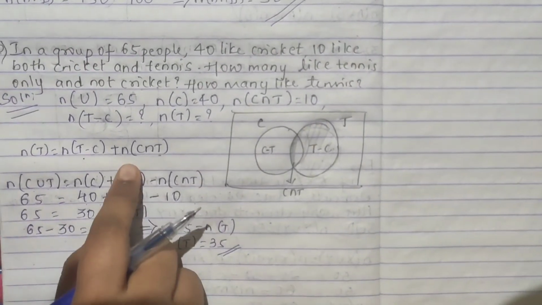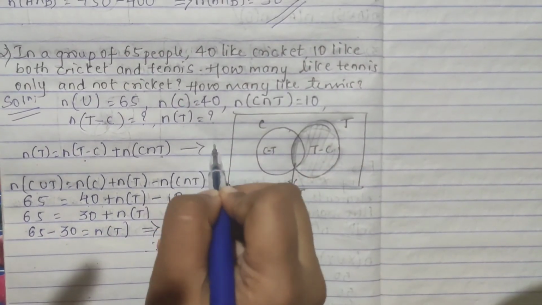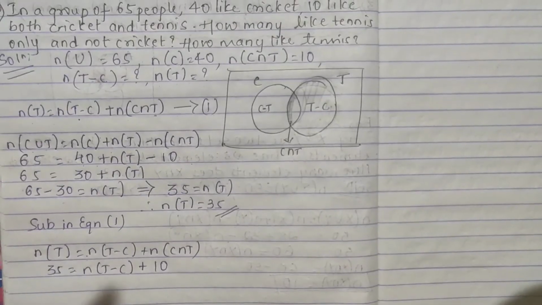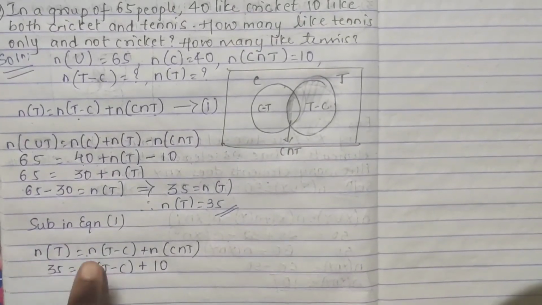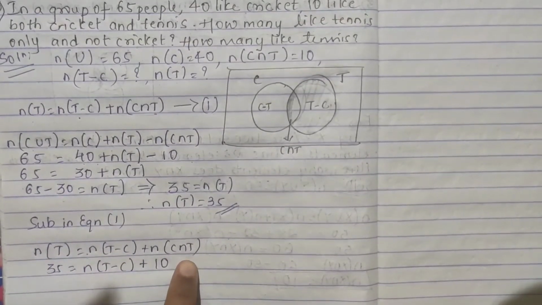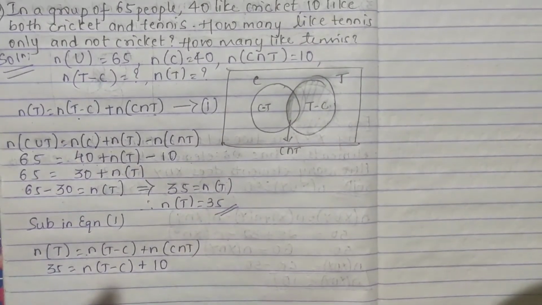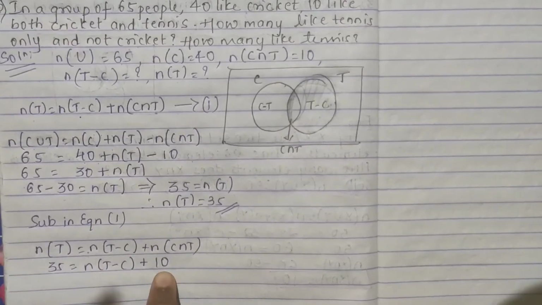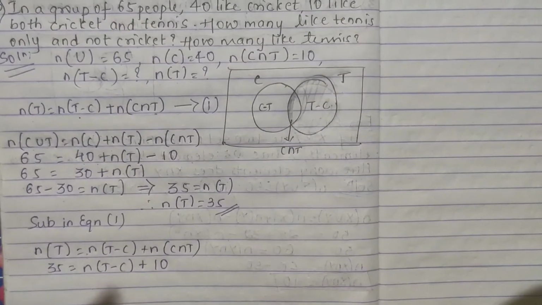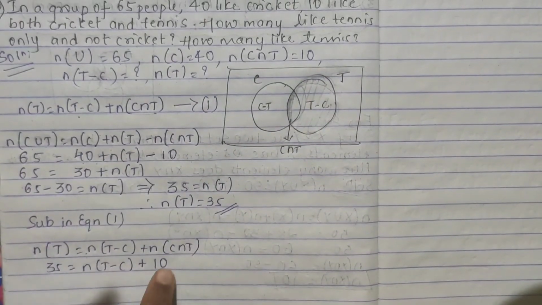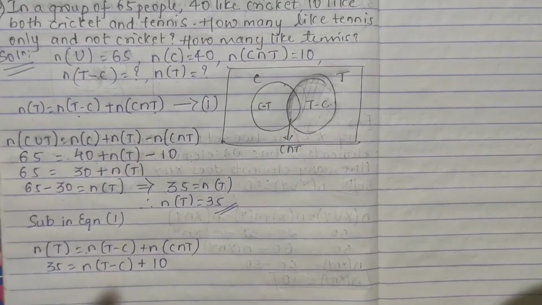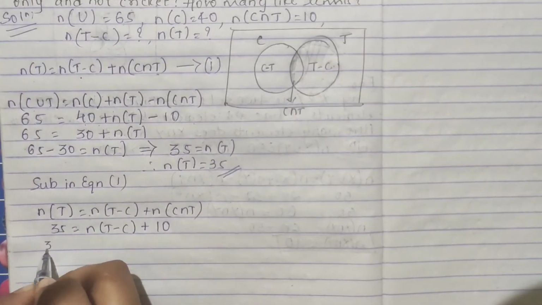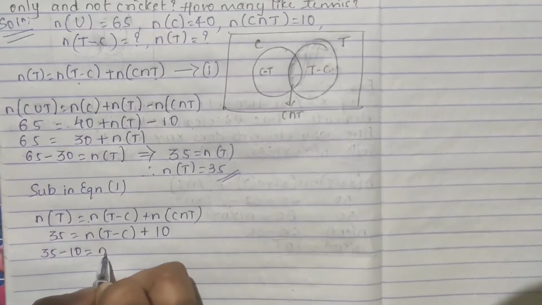Now I'll substitute in this form. You can take this as equation 1. Substituting N of T, you will get N of T minus C. So I have written, substituting in equation 1, N of T is equal to N of T minus C plus N of C intersection T. N of T, how much have I got? 35. This I have to find, so keep it as it is. And N of C intersection T, how much is it? We know it is 10. Bring your 10 to the other side because we have to find N of T minus C itself. So you will get 35 minus 10 is equal to N of T minus C.